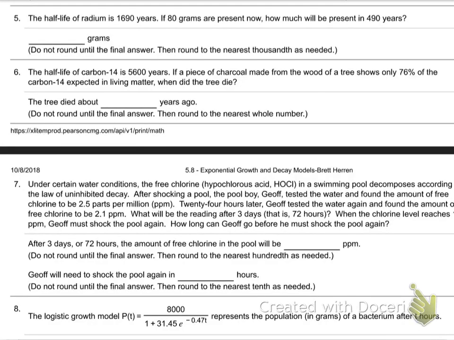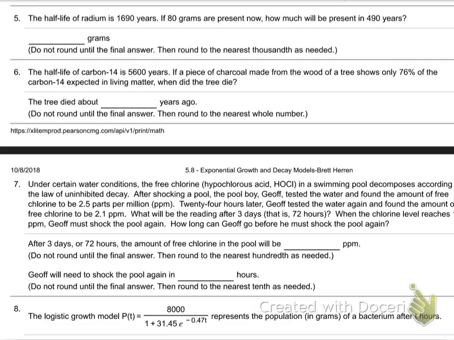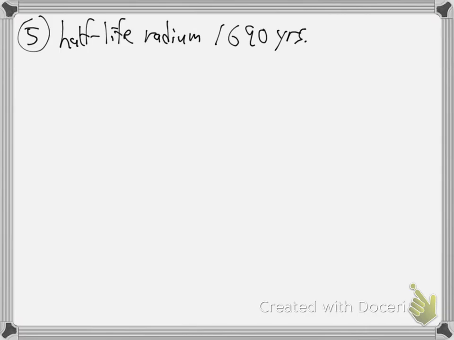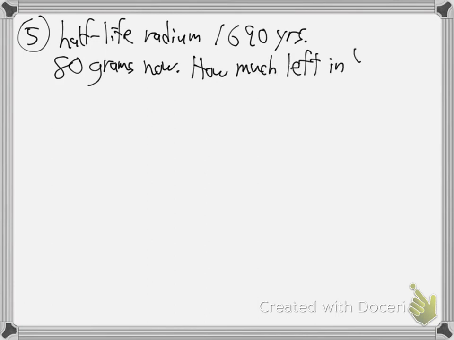Okay. Half-life of radium is 1690 years. Half-life of radium, 1690 years. It starts at 80 grams now. How much is left in 490 years?